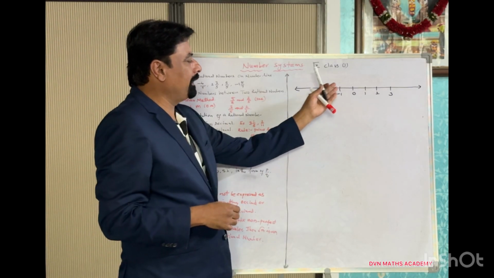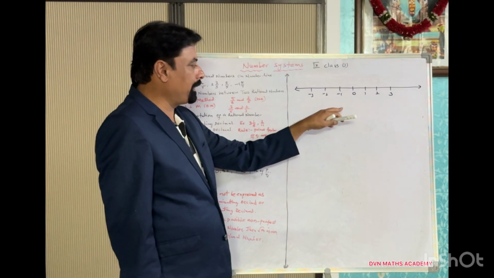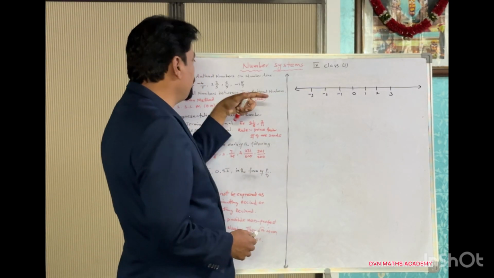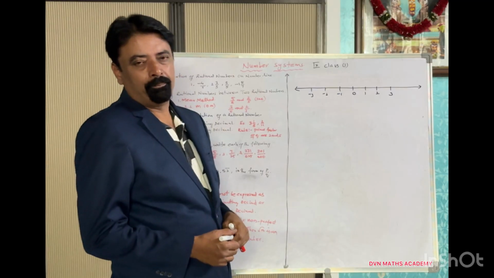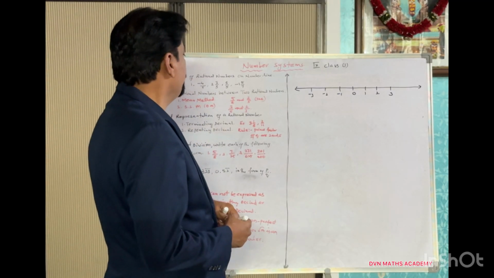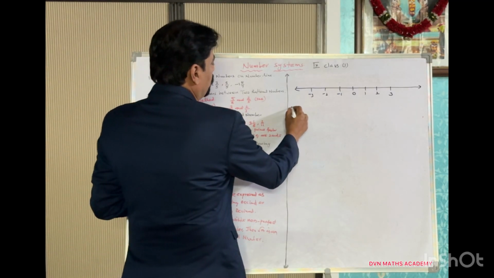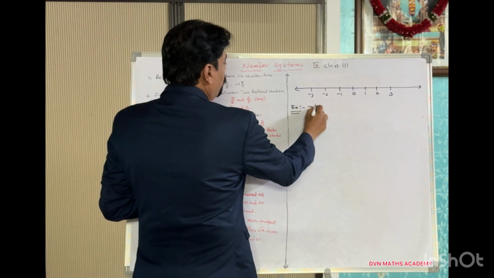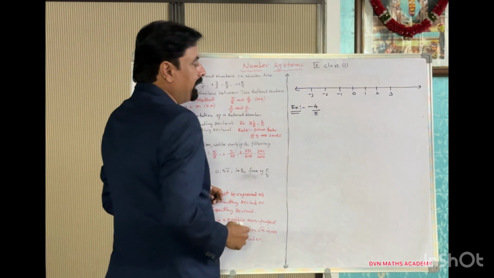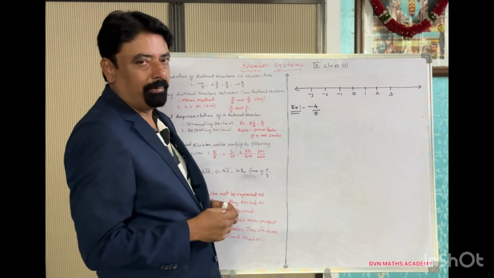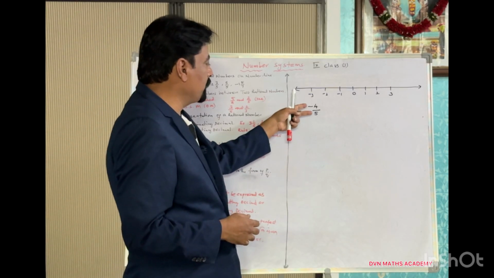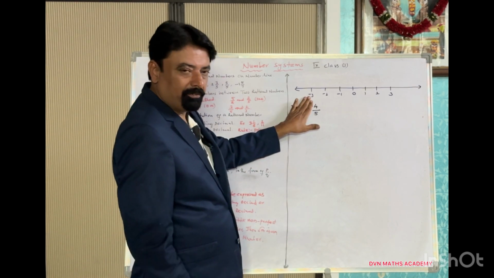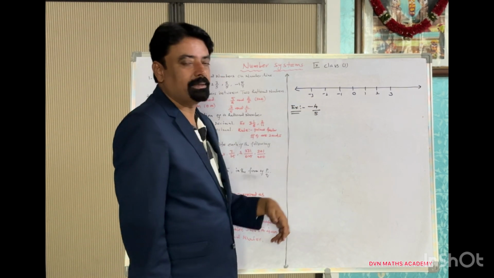So that we can represent integers on the number line, that we know very well. But how to represent rational numbers on the number line? That is very, very important. For example, I want to represent minus 4 by 5. While representing this rational number on the number line, first you need to think about the fraction. You forget about the symbol of minus, just concentrate on what the fraction is.